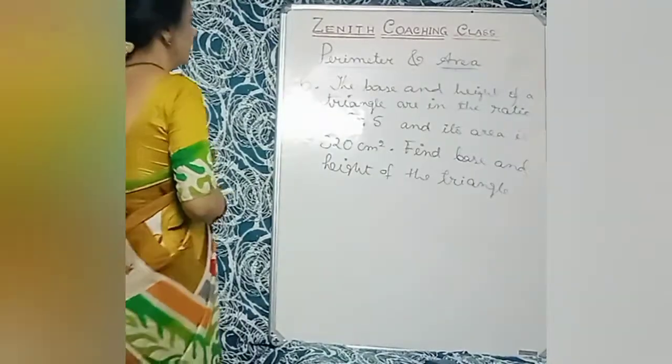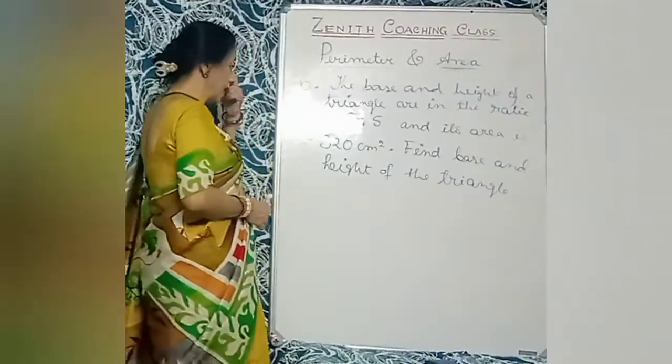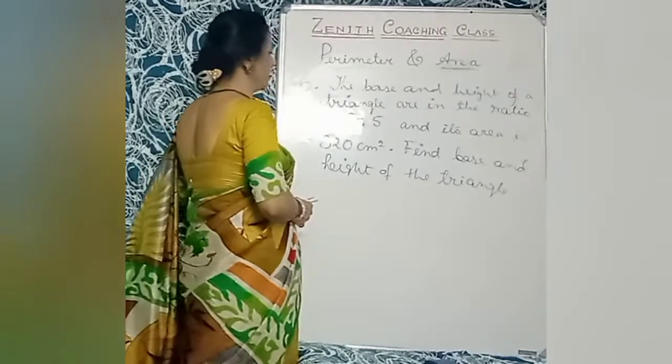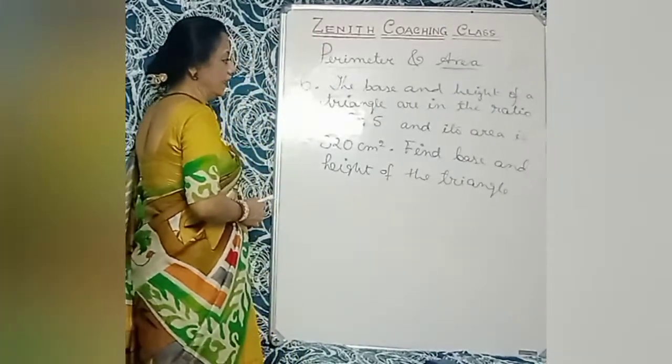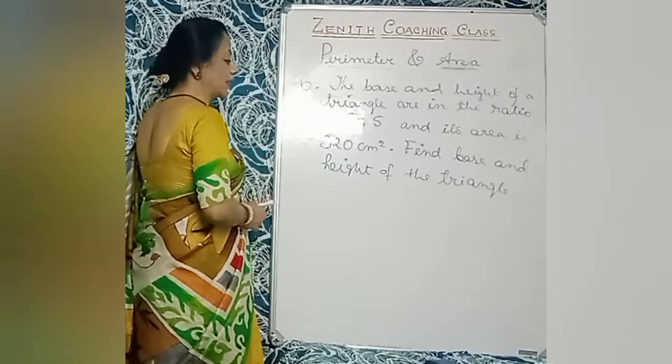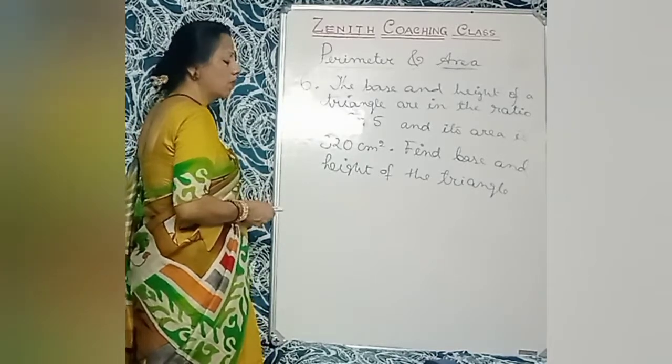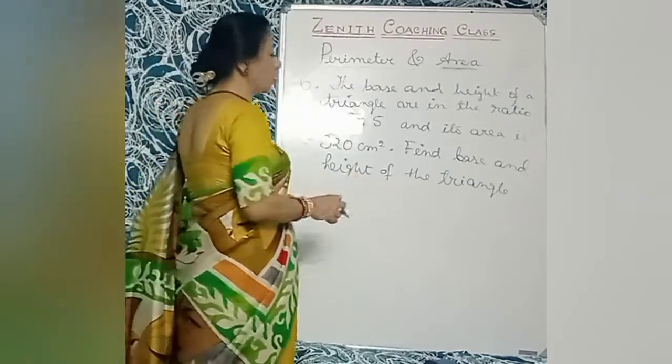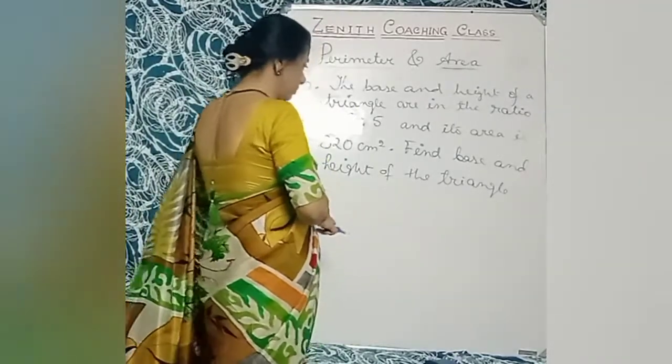Children, come to the next sum. The base and height of a triangle are in the ratio of 8:5 and its area is 320 centimeters square. Find the base and height of the triangle. So, you think there is no base and no height?